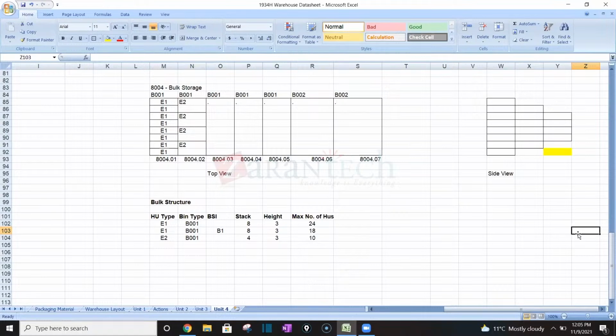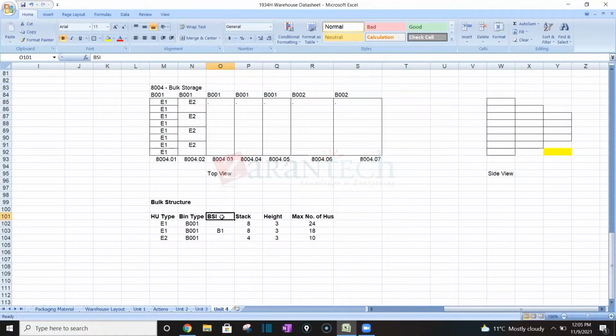I'm talking about the BSI. BSI is the right indicator. What is BSI again, please? What does it stand for? It's the bulk storage indicator. Bulk storage indicator, right? Yeah.